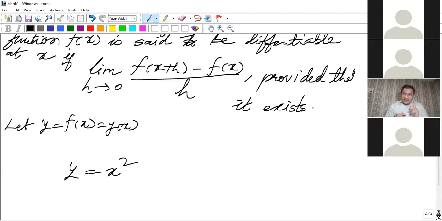Is it continuous? Yes, sir. Very good. Is it differentiable? Yes, sir. So a parabola is continuous at any point, and a parabola is differentiable at every point. This is the way when x is the independent variable and y is the dependent variable.